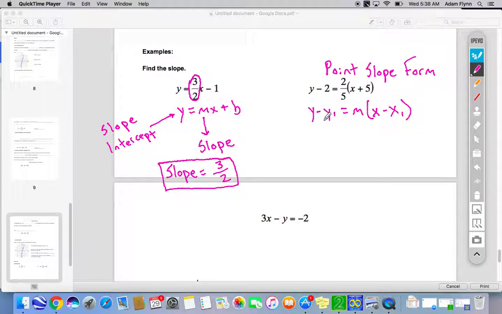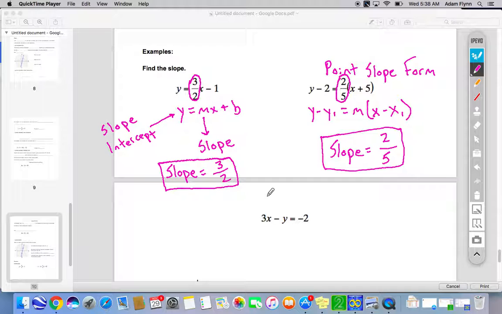So if we take a look here, we have our y, we have our y1, we have our slope, we have our x, and we have our x1. So that means this 2 over 5 outside of our parentheses must be our slope. So slope equals 2 over 5. Okay, let's go to the next one.